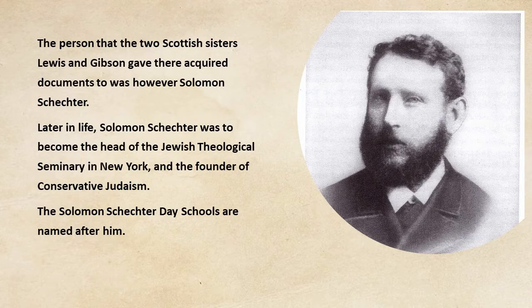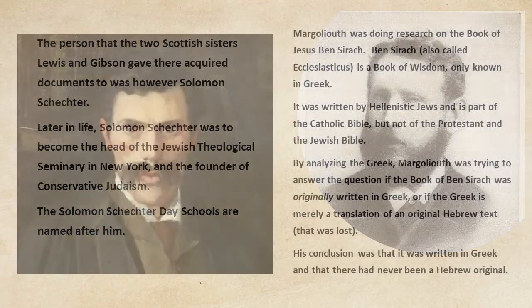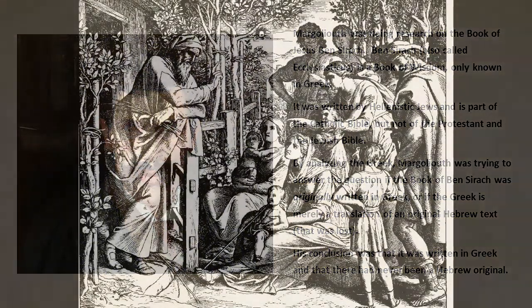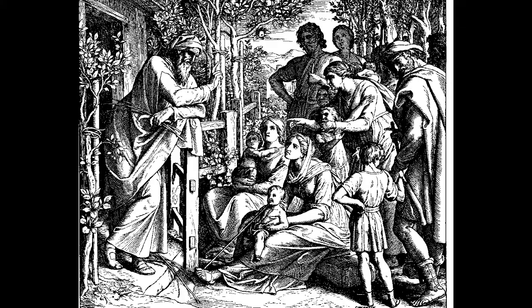So these Scottish sisters, Lewis and Gibson, they bring the documents not to any of the others. They bring it to Solomon Schechter. Maybe they like him. Okay, what was going on right there in Cambridge University? Margoliouth was doing research on the book of Jesus ben Sirach, or Sirach. Did anyone here ever hear of that? Of Ben Sirach? No, nobody. It's a book in the Bible.